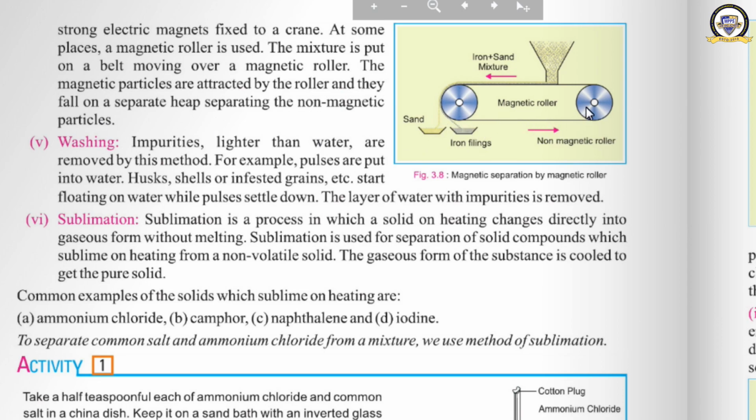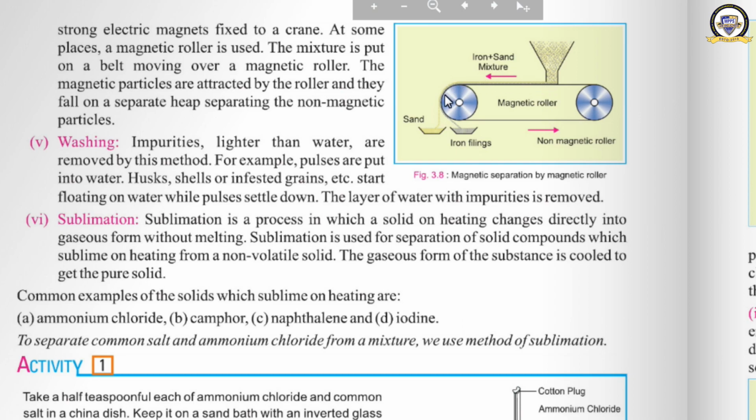See here, it is a magnetic roller. We are pouring the mixture of iron and sand from this pipe. This is a magnetic roller, no? So it works on electricity. This mixture moves here. These are two magnets.